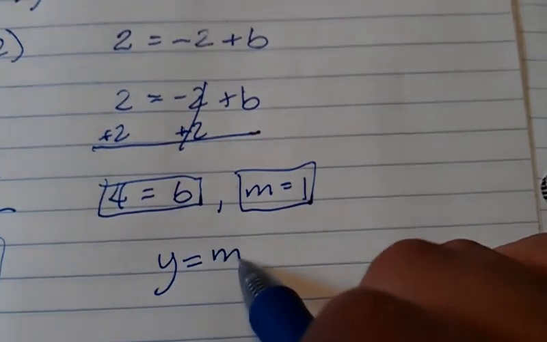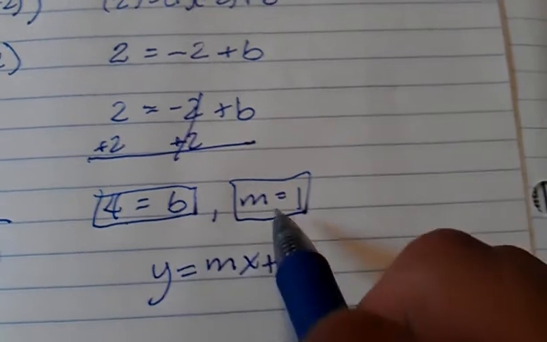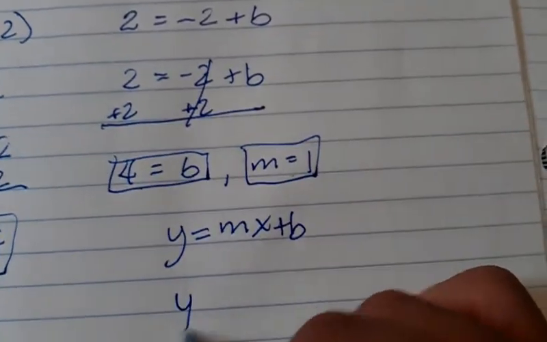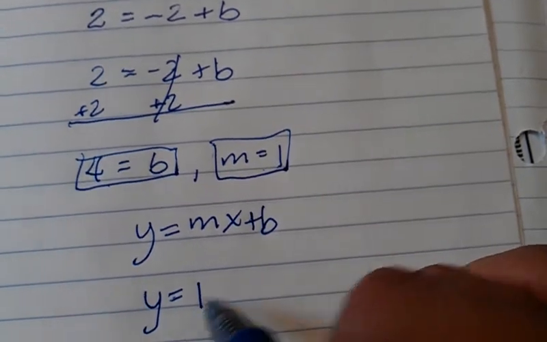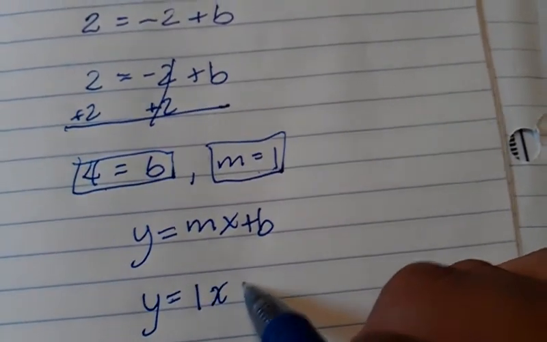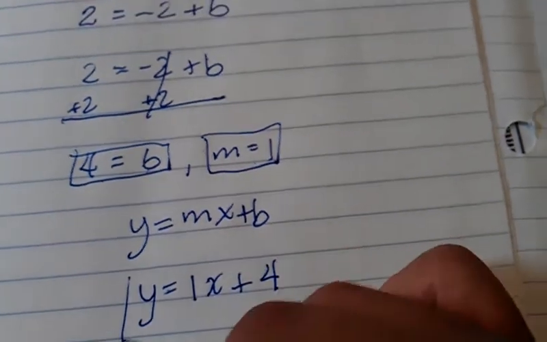We're going to go right back into the formula y equals mx plus b and substitute for both m and b with the values that we have, and that will give us our slope-intercept form. So our m is 1, here's x plus b, and b is just simply 4. And there you have it. Same equation, same solution.